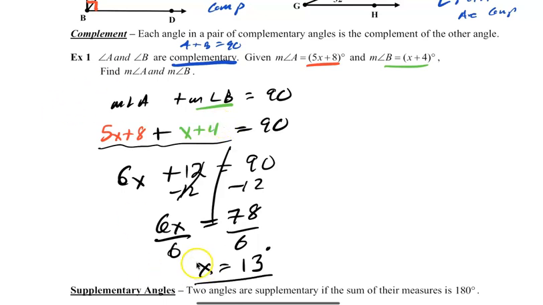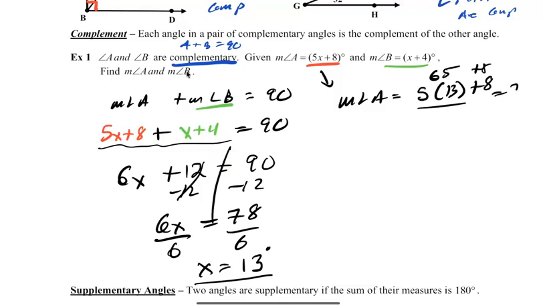Now, watch out. That's not the question, though, right? The question wasn't what is x. The question is find the measure of angle A and angle B. So I go back to here. Measure of angle A is 5 times x, but now we know what x is, plus 8. 5 times 13 is 65 plus 8, so we get 73. And then the measure of angle B, honestly, I don't have to plug into the formula because I know what it is. It's going to be 90 minus 73, so 17.